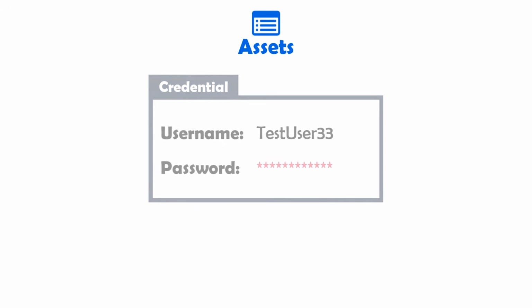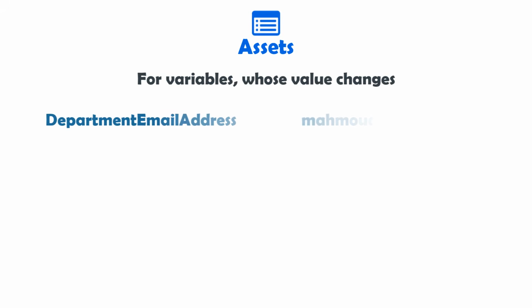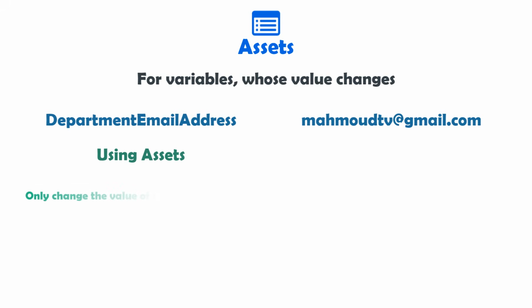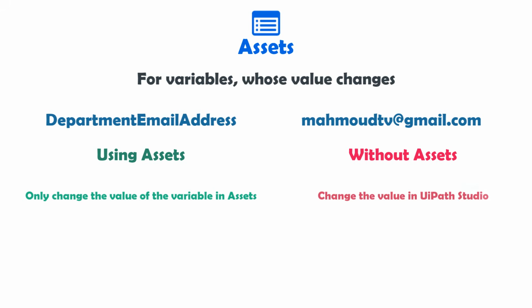Another use for the assets is to store information, which could be changed by time, such as email address. For example, we want to change an email address, which we use in the process. In this case, we can change the value directly in the assets. Using assets, we don't need to publish the process or doing anything more. But if we don't use assets in this example, we need to change the email address in the project, then we need to publish it. After that, we have to update the version of the process, etc. Using assets in this case saves time and effort.